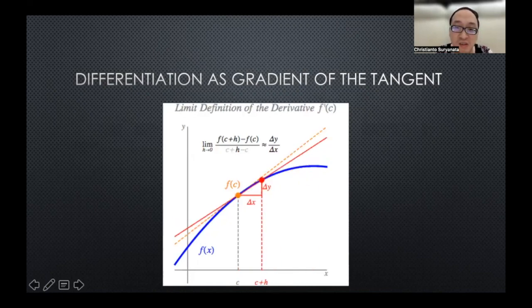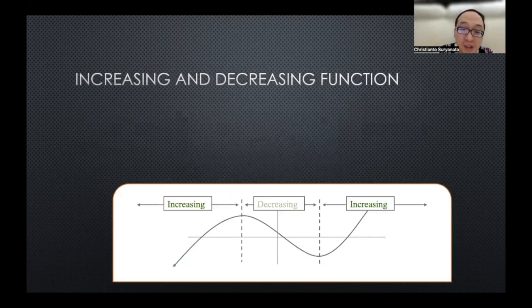Now, if we look further at a function like this, I can divide it into certain regions based on its behavior, the trend of the graph. In this part, the graph is increasing until this point, then decreasing, and then increasing.